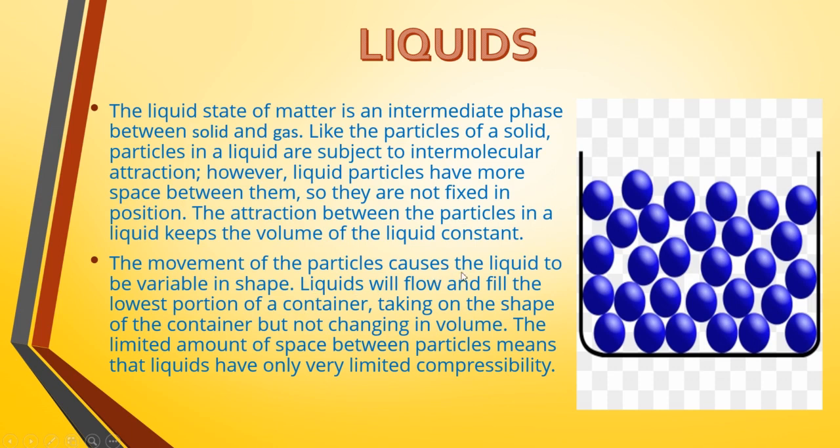The movement of the particles causes the liquid to be variable in shape. So these molecules are present in this vessel, and they are kept in a particular vessel. For example, this vessel is rectangular in shape. The liquid may be water, milk, oil, or anything which is liquid in nature. So they simply take the shape of the vessel.